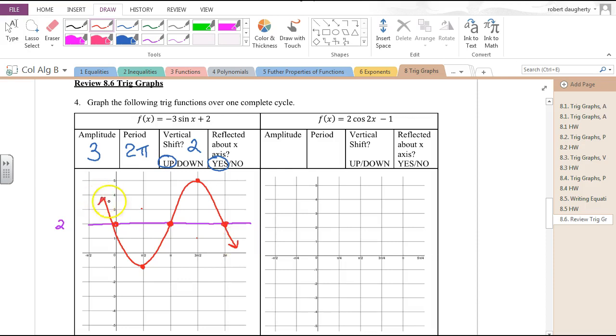So if you see what this graph does, it's like this. That is one complete cycle of the graph. It goes up to 5, and it goes down to -1, and I see that it's between 0 and 2 pi.